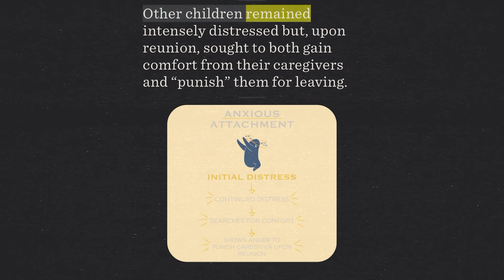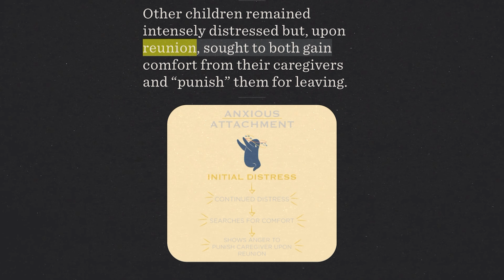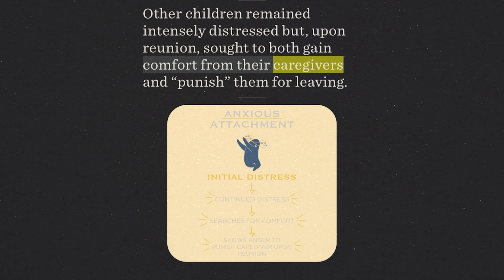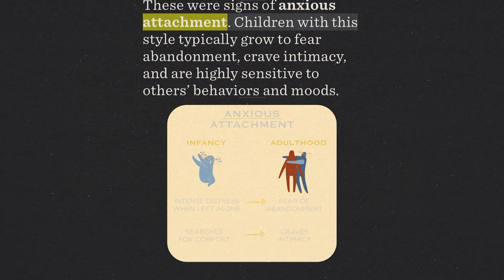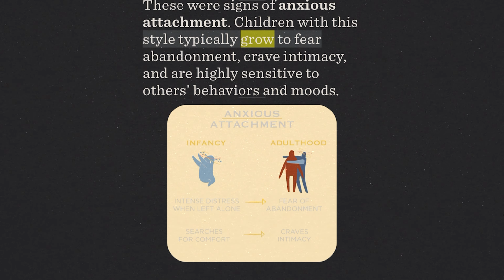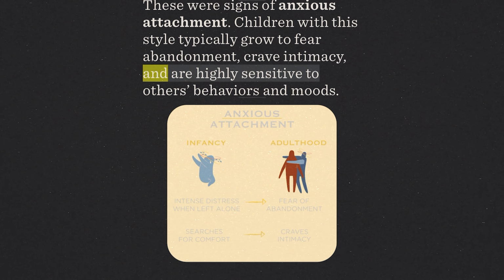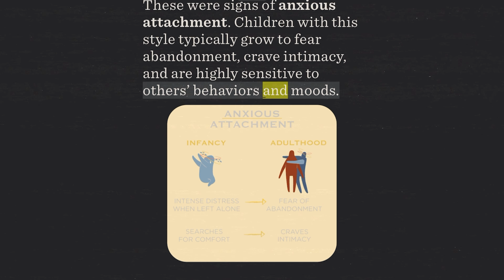Other children remained intensely distressed but, upon reunion, sought to both gain comfort from their caregivers and to punish them for leaving. These were signs of anxious attachment. Children with this style typically grow to fear abandonment, crave intimacy, and are highly sensitive to others' behaviors and moods.